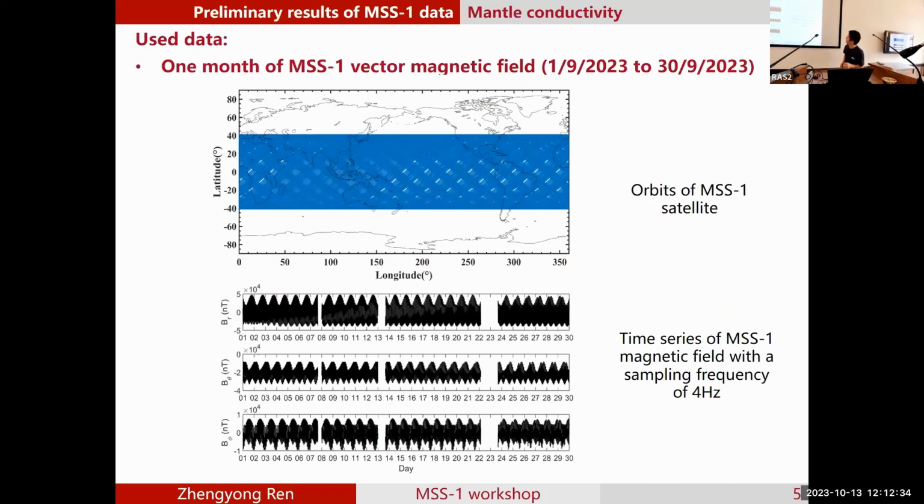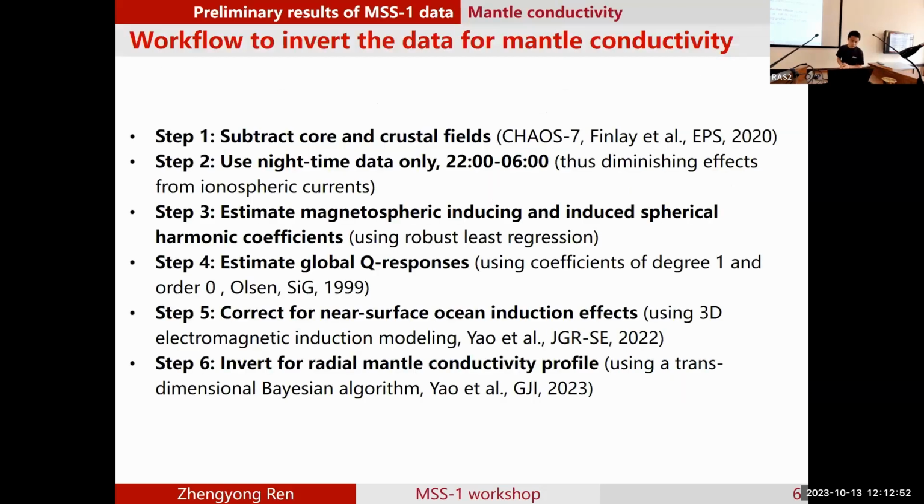Okay, let's go to the first part, the mantle conductivity. For this purpose, we used 1 month of MS1 vector magnetic field data. And here are the orbits of the MS1 satellite and the time series. The workflow to invert the data for mantle conductivity includes the following steps.